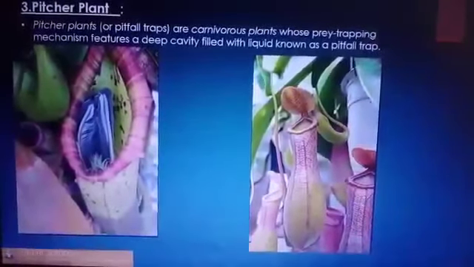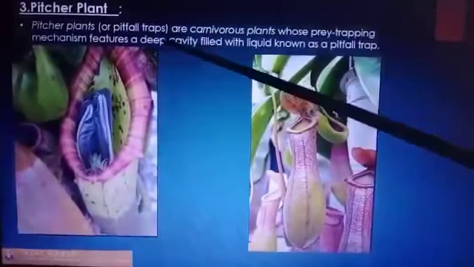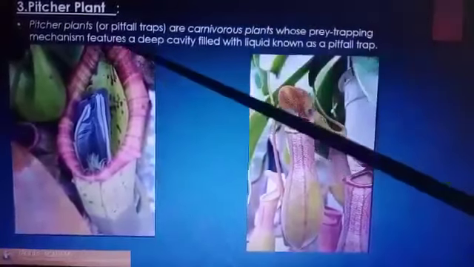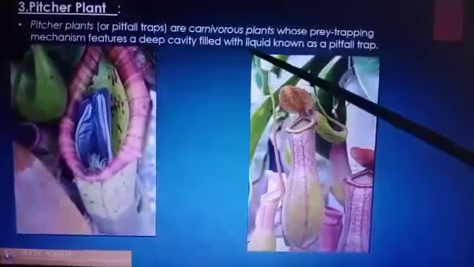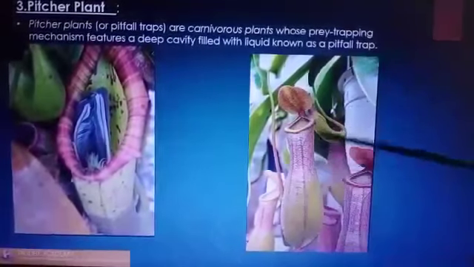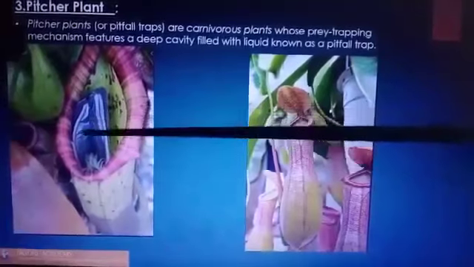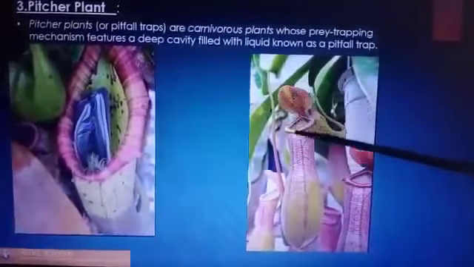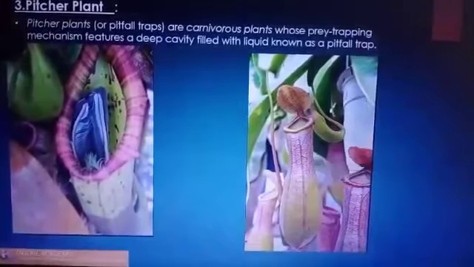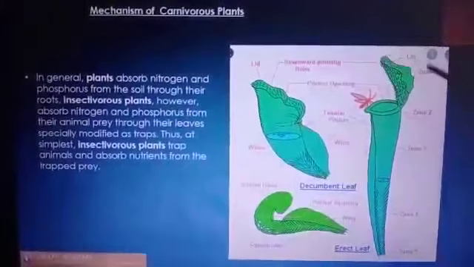The third is your pitcher plant. Pitcher plants, another name pitfall trap, are carnivorous plants whose prey trapping mechanism features a deep cavity filled with liquid, known as a pitfall trap. This is a pitcher-like structure. It's a trap in which the insect gets trapped and the upper lobe gets closed. So these are modifications of leaves in order to trap the insect. Here you can see the mechanism of these plants.